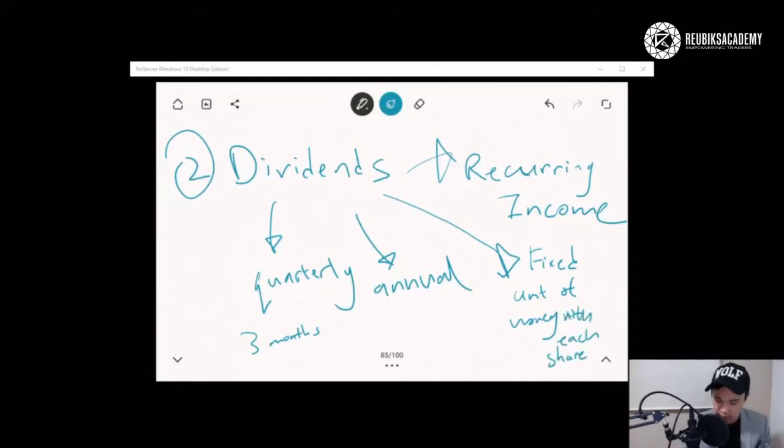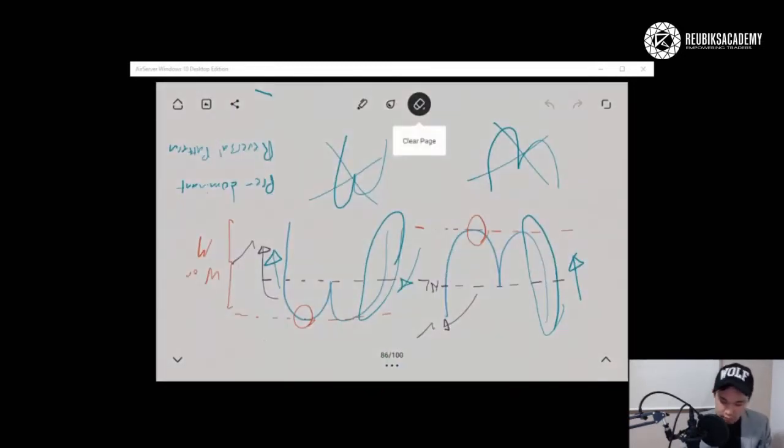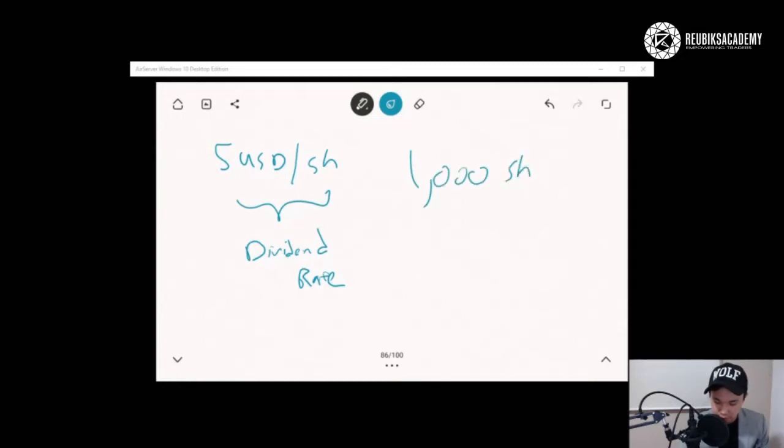Now, what does that mean? It means that, for example, let's say the dividend per share is $5. This will never happen, but just for illustration's purpose, $5 per share. This is the dividend rate. So if you are holding on to 1,000 shares, the total amount of dividends that you will get as cash, that means deposited straight to your bank account, would be 1,000 multiplied by 5, which gives you 5,000.